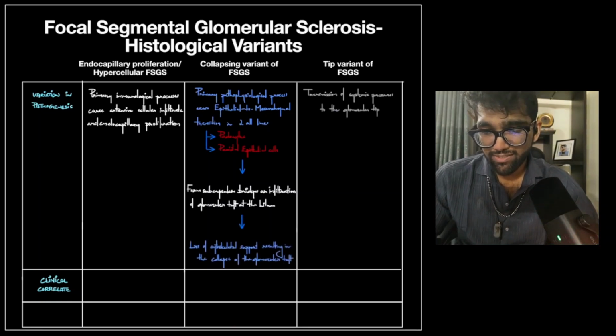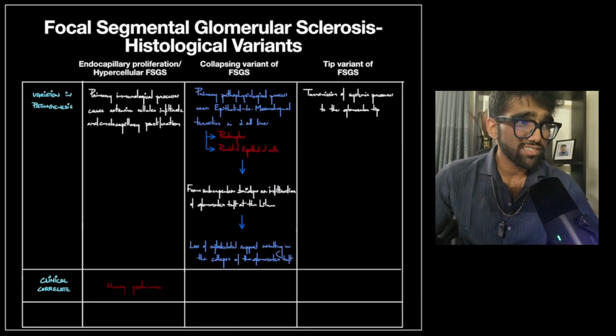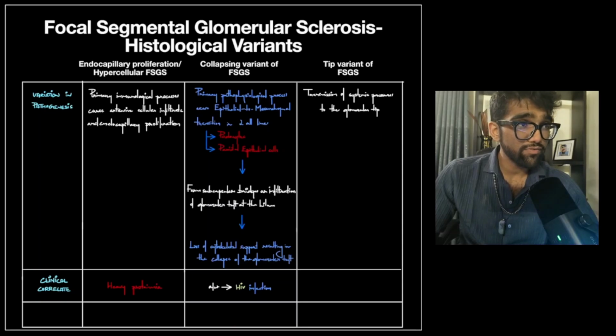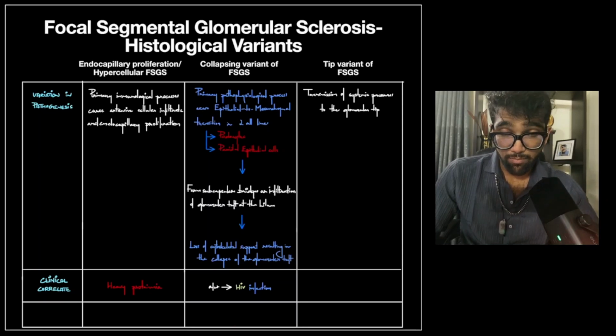Now, tip variant is the least serious of these three morphological variants, and is almost always due to increased transmission of increased systemic pressures into the glomerular tip. Now, endocapillary proliferation variant is like membranoproliferative GN, so it's a morphological and pathophysiological continuum. But importantly, it is immunoglobulin negative. So like MPGN, it is associated with heavy proteinuria. FSGS is associated with HIV classically, but there are other causes which we'll come to. Tip variant has no specific associations.